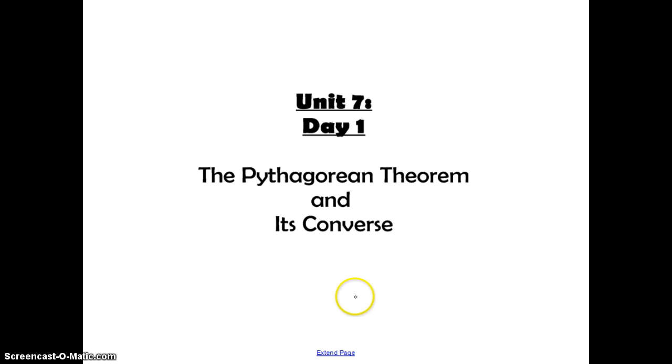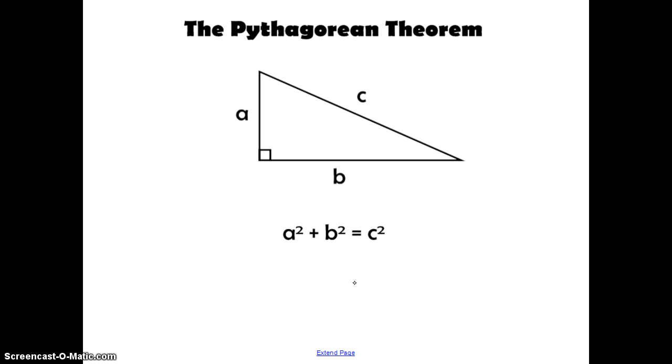Unit 7, Day 1, the Pythagorean Theorem and its converse. Unit 7 is all about right triangles, and the Pythagorean Theorem is used to help find the side lengths of right triangles. So we have to start off with a right triangle, and then we have to find that right angle. The two sides that make the right angle, this side and this side, those are called A and B. It doesn't matter which one's which, but the legs have to be A and B.